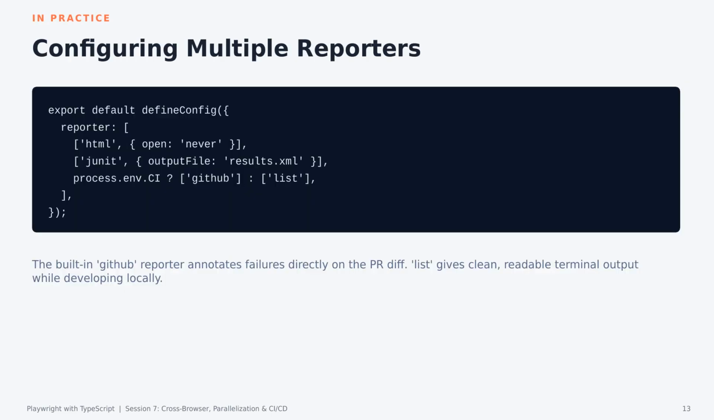Let's see that in actual config. Reporter as an array. First, HTML with open set to never, so it doesn't automatically pop open a browser tab every time. Second, JUnit with an output file of results.xml. Third, conditional on CI, the built-in GitHub reporter if we're in CI, or list otherwise for clean local terminal output. That built-in GitHub reporter is genuinely nice. It annotates failures directly on your pull request diff, right where a reviewer is already looking. And list gives you clean, readable terminal output while you're actively developing locally.